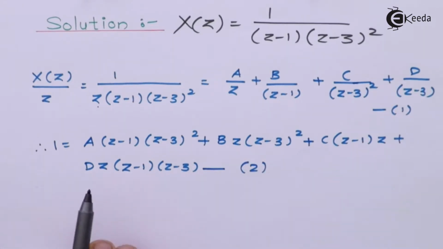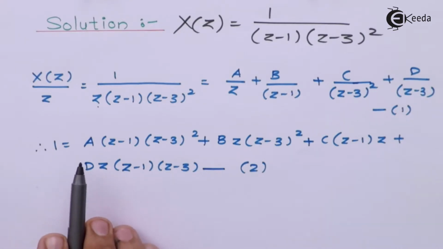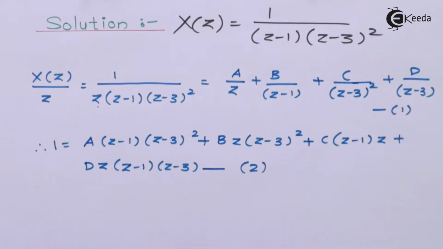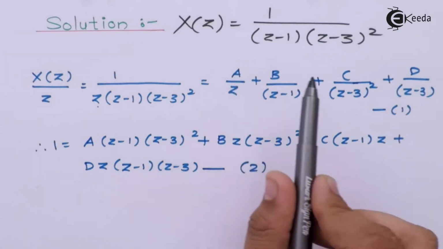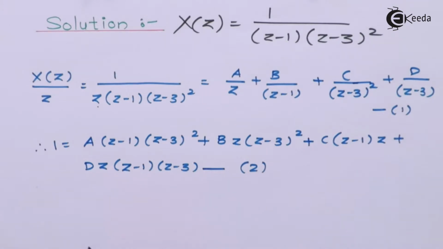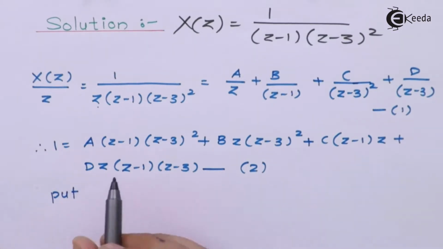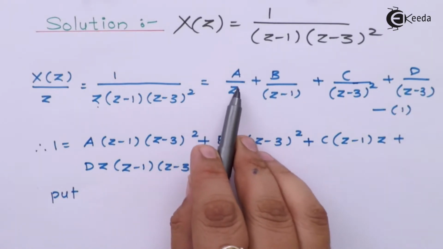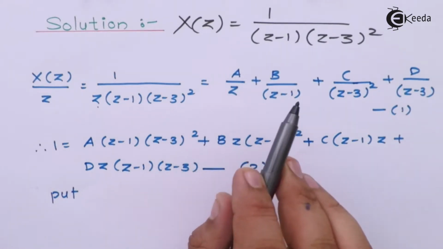Now what I am going to do is substitute values of z so that we get the answers for A, B, C, D respectively. So first of all I will put z equals to 0. If I want to calculate the value of A, then just equate the denominator of A to 0, what do you get? z equals to 0.